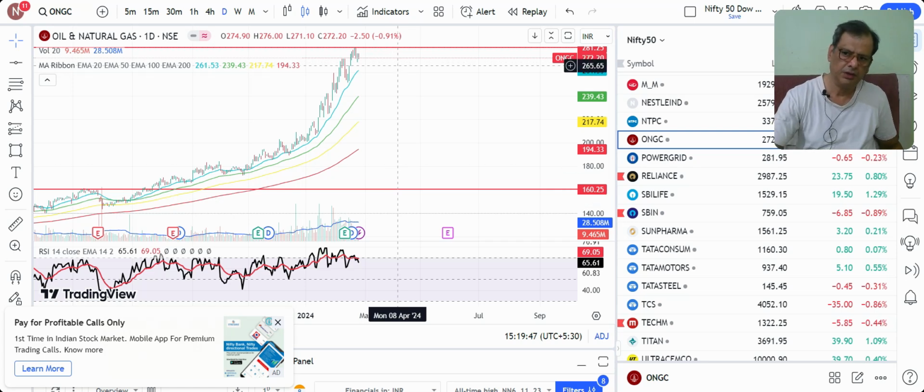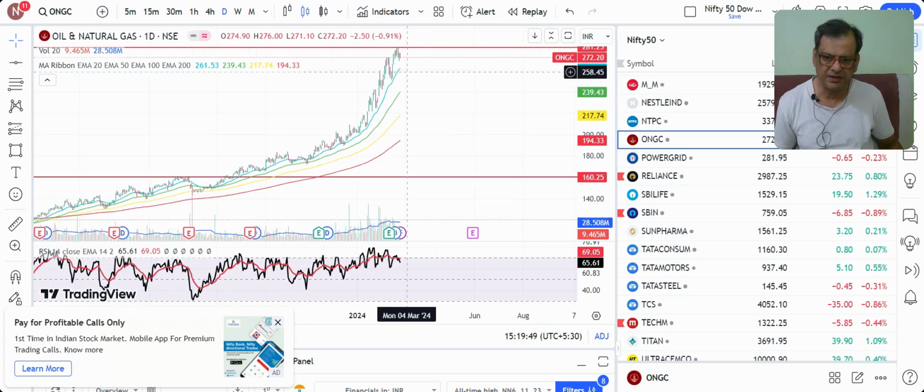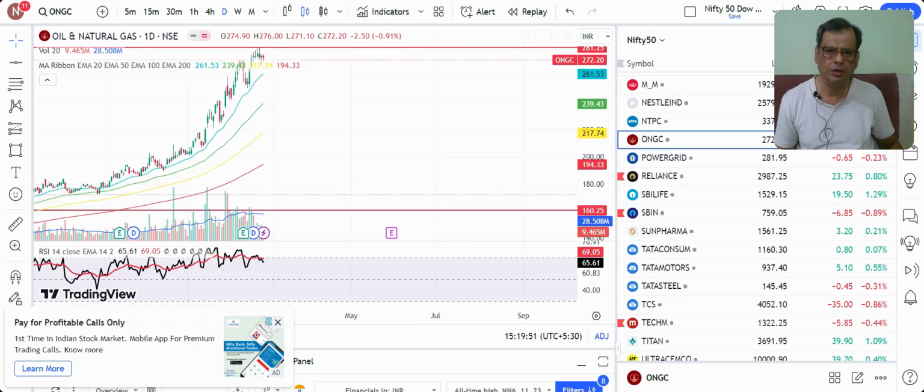Please draw supply and resistances closer to the current price. Don't waste your time.